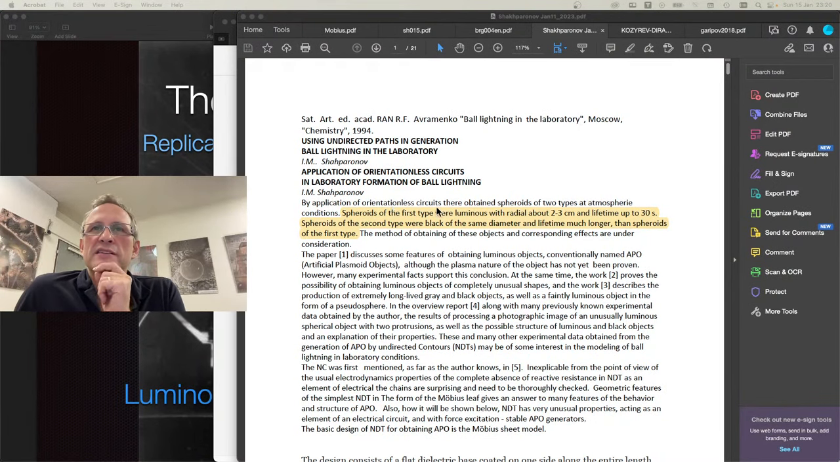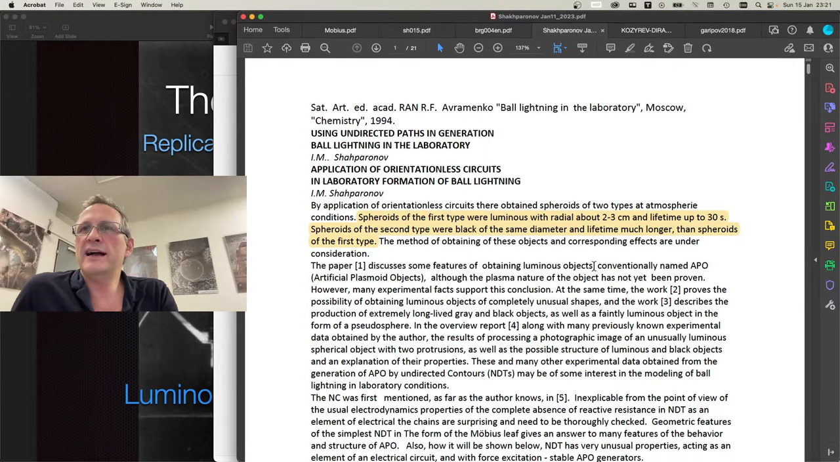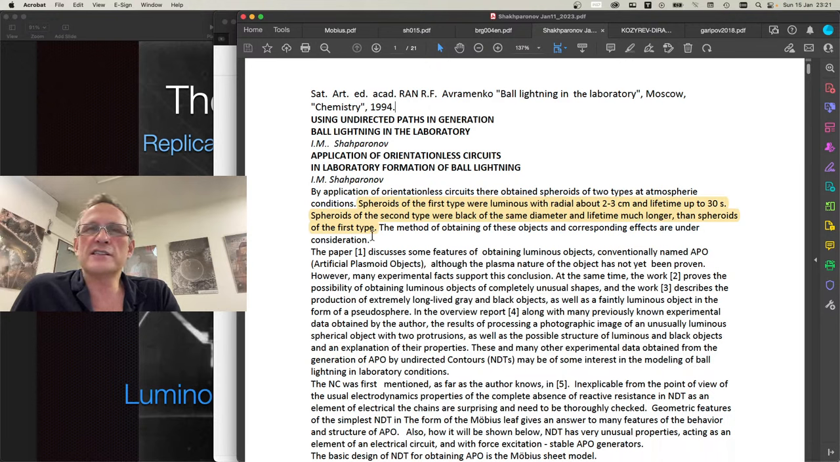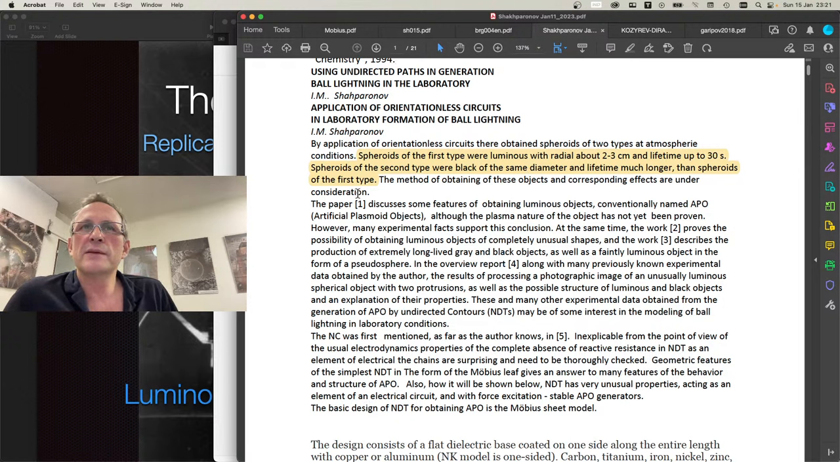Okay, so by application of orientationless circuits, they obtained spheroids of two types at atmospheric conditions. Spheroids of the first type were luminous, with a radius of about 2 to 3 centimeters and a lifetime of up to 30 seconds. Spheroids of the second type were black, of the same diameter, but with a much longer lifetime than spheroids of the first type. And this will be very interesting when you hear how much longer. The methods of obtaining these objects and corresponding effects are under consideration.